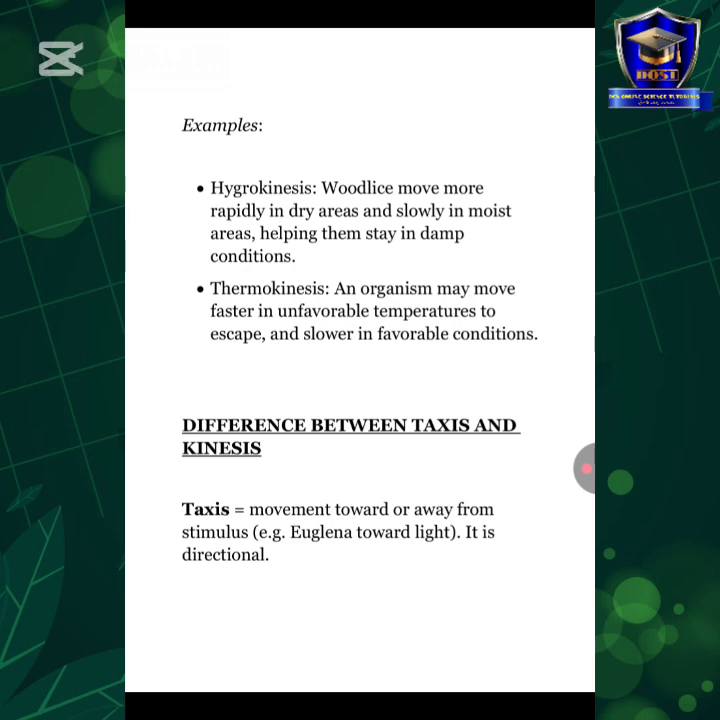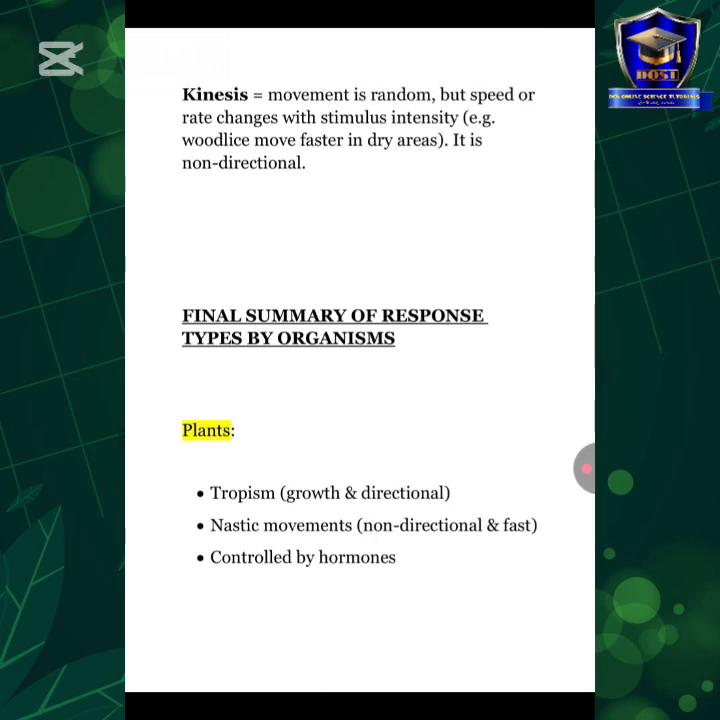Okay, so before we call it a day, we'll quickly look at the difference between taxis and kinesis. Okay, so taxis is the movement towards or away from a stimulus. Okay, so it is directional. And meanwhile, on the other hand, kinetic movement is actually random. It does not have direction. Okay, and the speed or the rate of the movement is actually directly proportional to the intensity of the stimulus. So if the stimulus is highly unfavorable, they will always react accordingly.